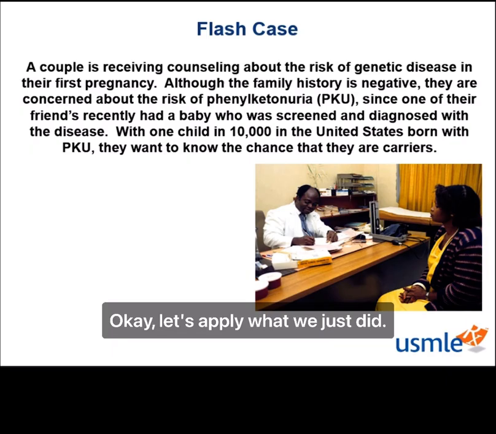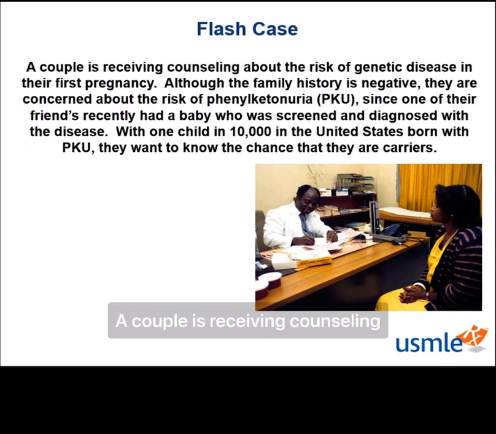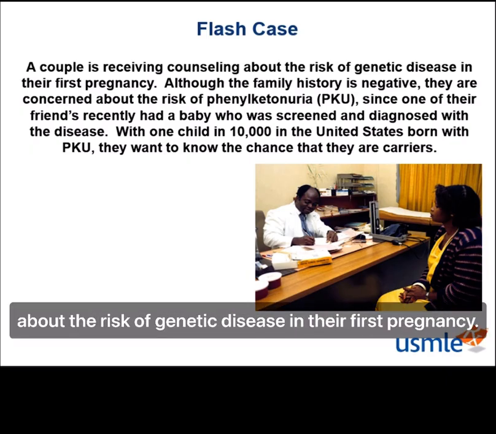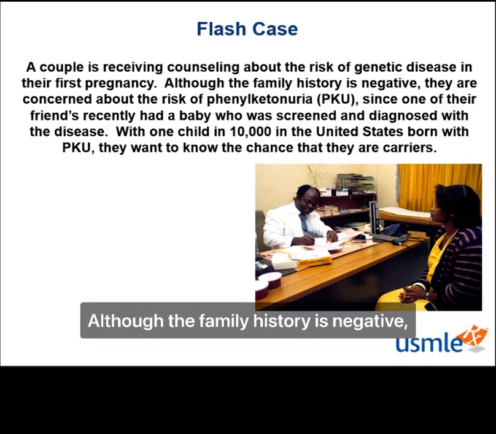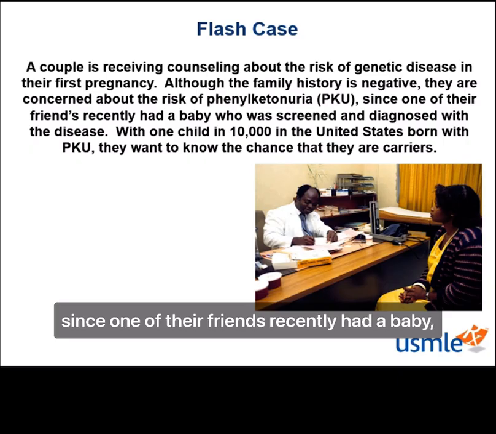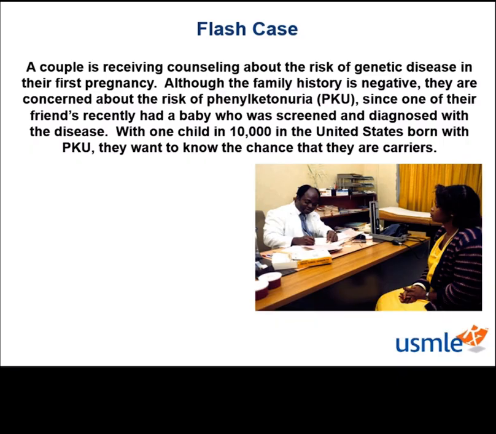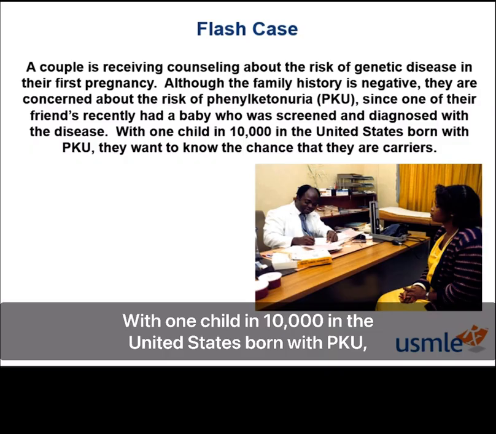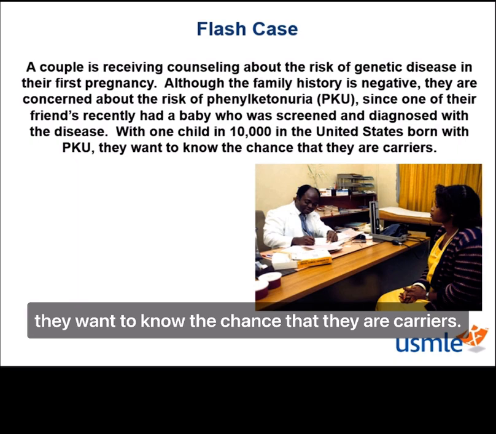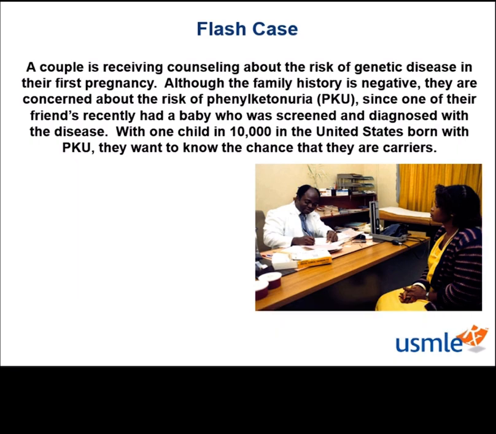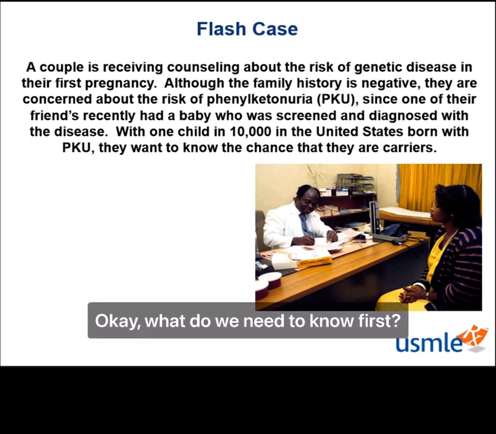Okay, let's apply what we just did. A couple is receiving counseling about the risk of genetic disease in their first pregnancy. Although the family history is negative, they are concerned about the risk of PKU, since one of their friends recently had a baby who was screened and diagnosed with the disease. With one child in 10,000 in the United States born with PKU, they want to know the chance that they are carriers. Okay, what do we need to know first?